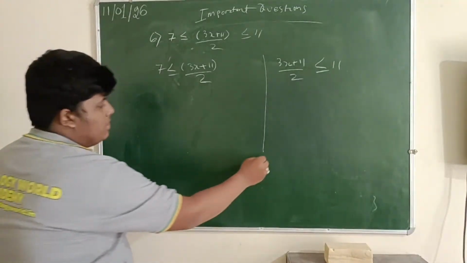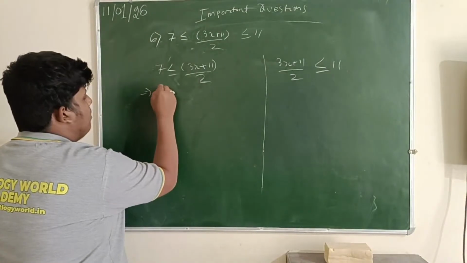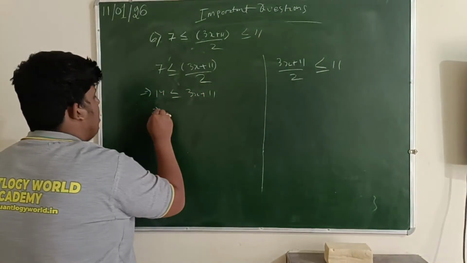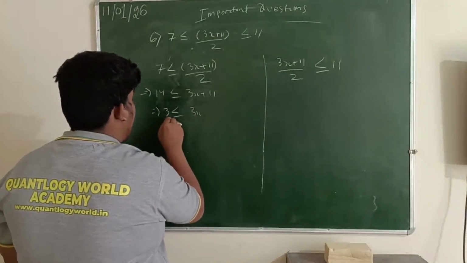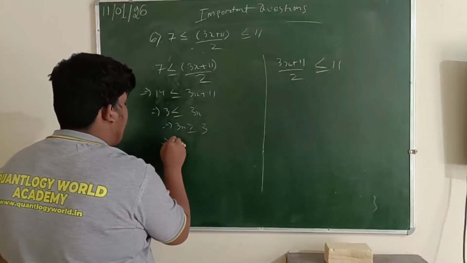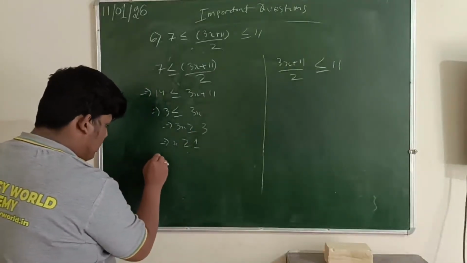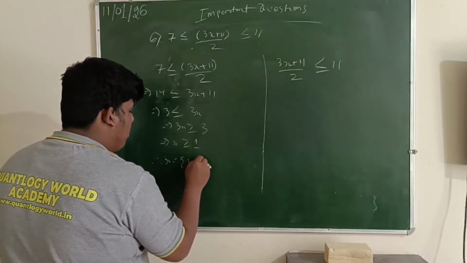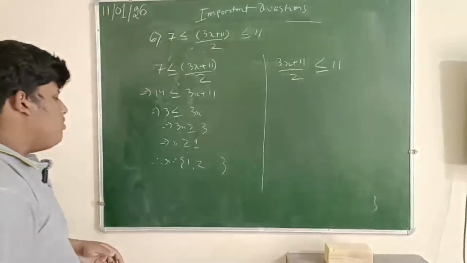First we'll solve this side. We'll multiply, it is 14 ≤ 3x + 11. 3 ≤ 3x, which implies that 3x ≥ 3, x ≥ 1. So the set will be x = 1, 2, up to infinity. So the left side we have solved.